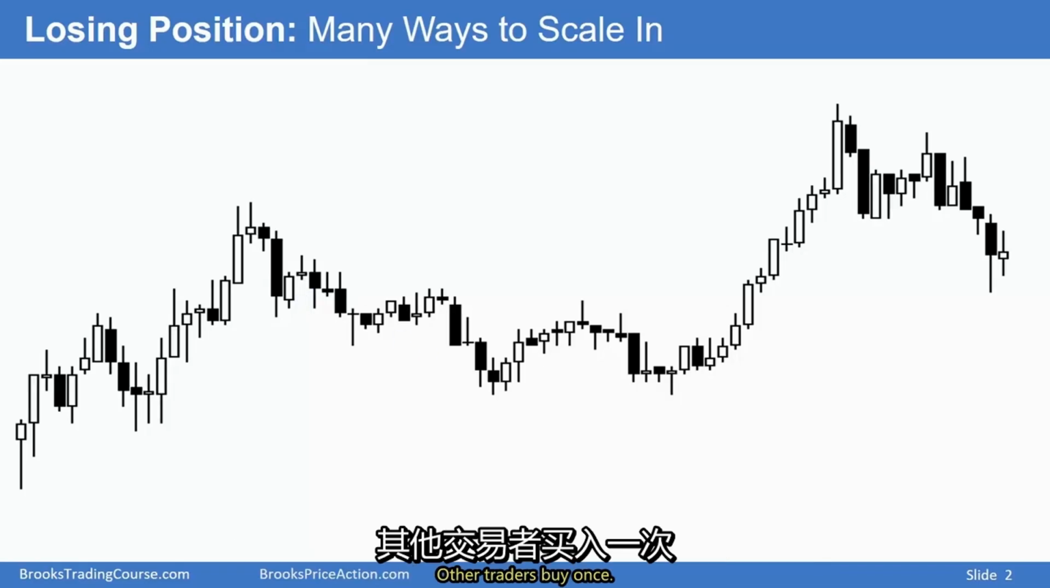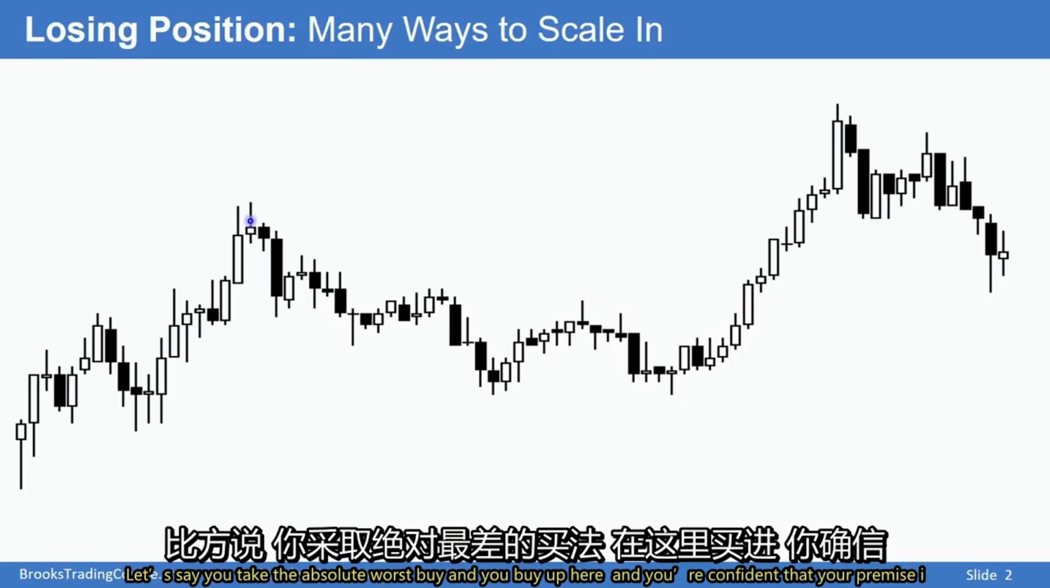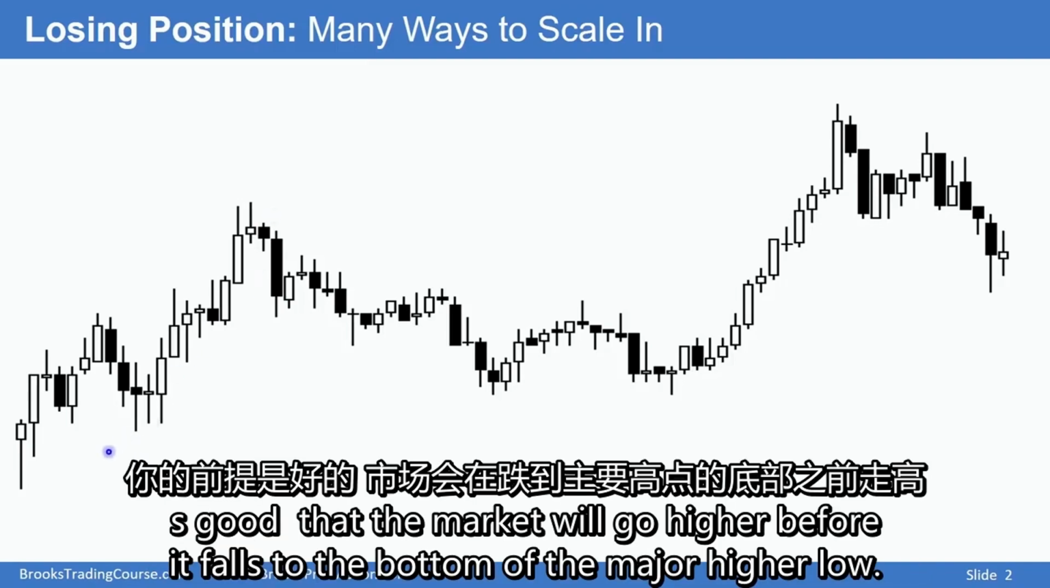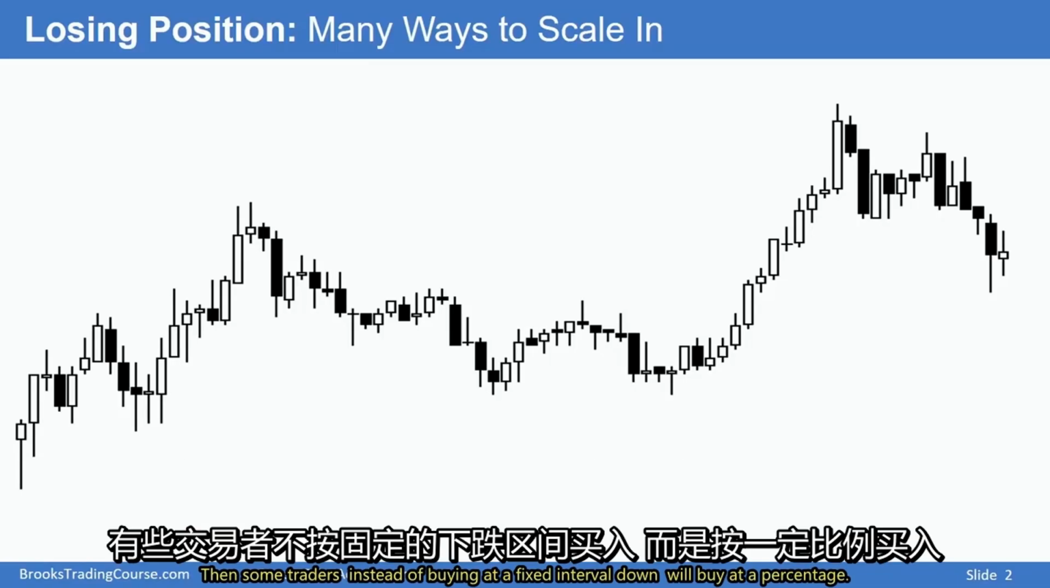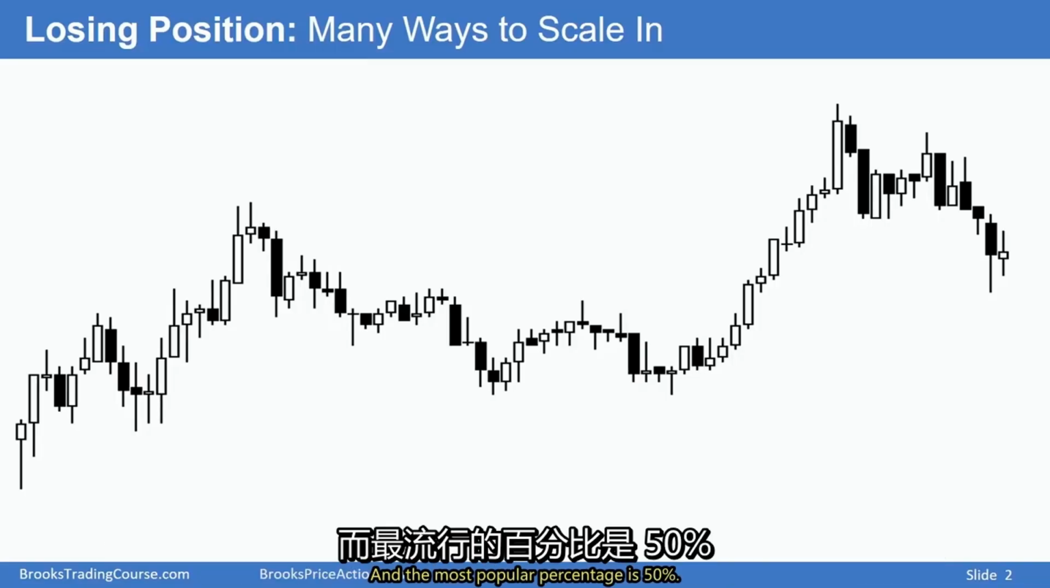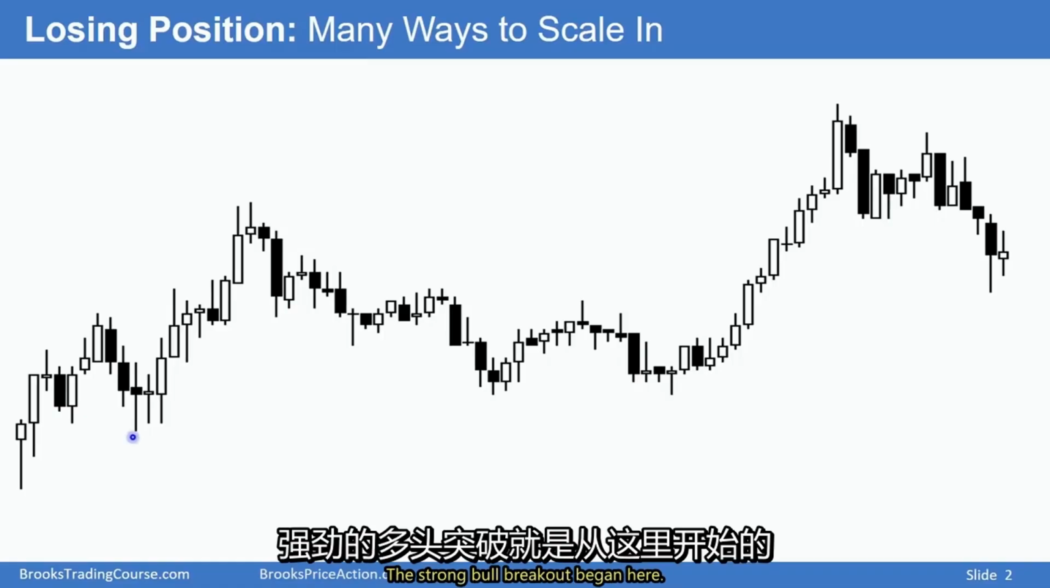Other traders buy once. Let's say you take the absolute worst buy and you buy up here. And you're confident that your premise is good, that the market will go higher before it falls to the bottom of the major higher low. Then some traders, instead of buying at a fixed interval down, will buy at a percentage, and the most popular percentage is 50%. The strong bull breakout began here.